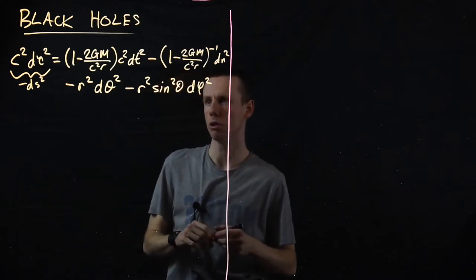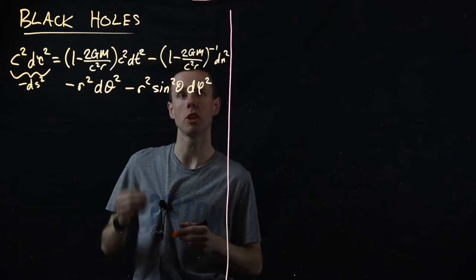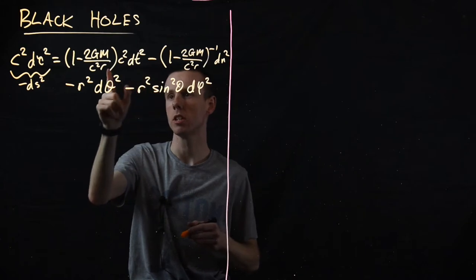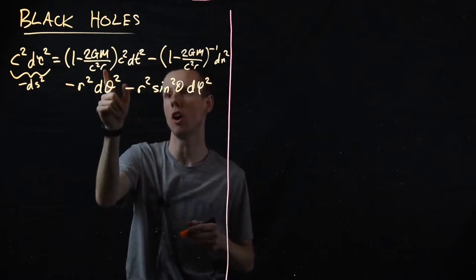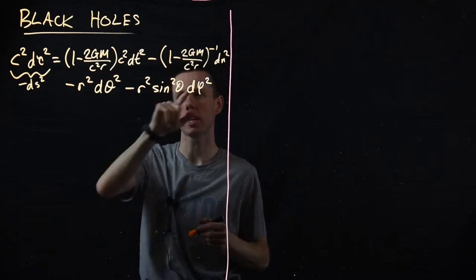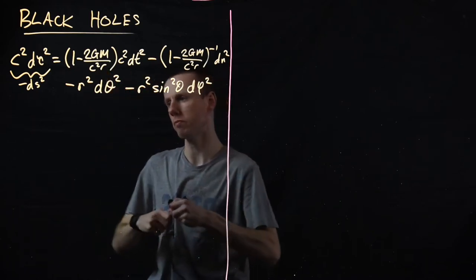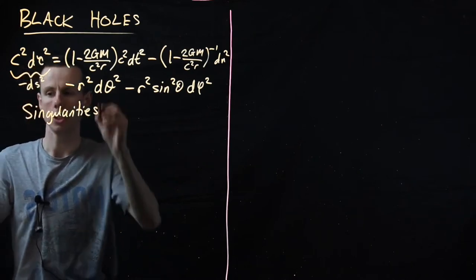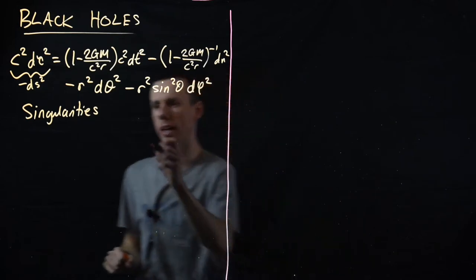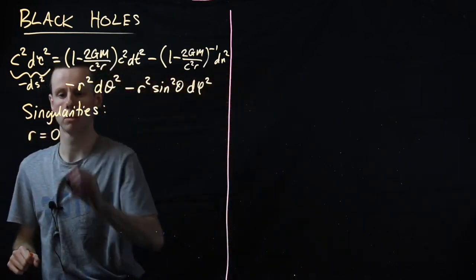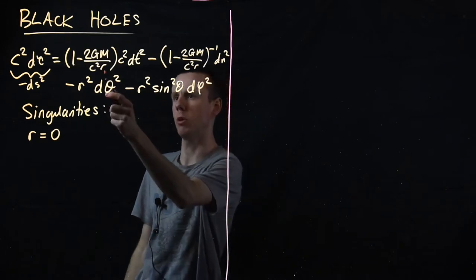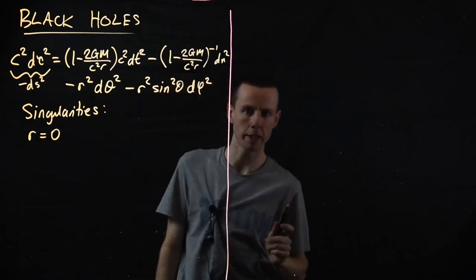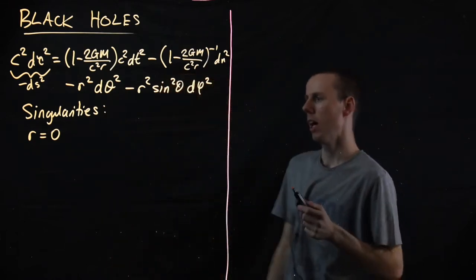What I want you to notice is something we haven't mentioned yet, which is that there can be a problem with this metric at a couple of values of r. This metric has problems at 2 values of r. In fact, they're called singularities. The first one happens at r equals 0. If you plug r equals 0 in there, you're going to be dividing by 0. You'll have 2GM over c squared times 0, and that's a big no-no. You're not allowed to do that.